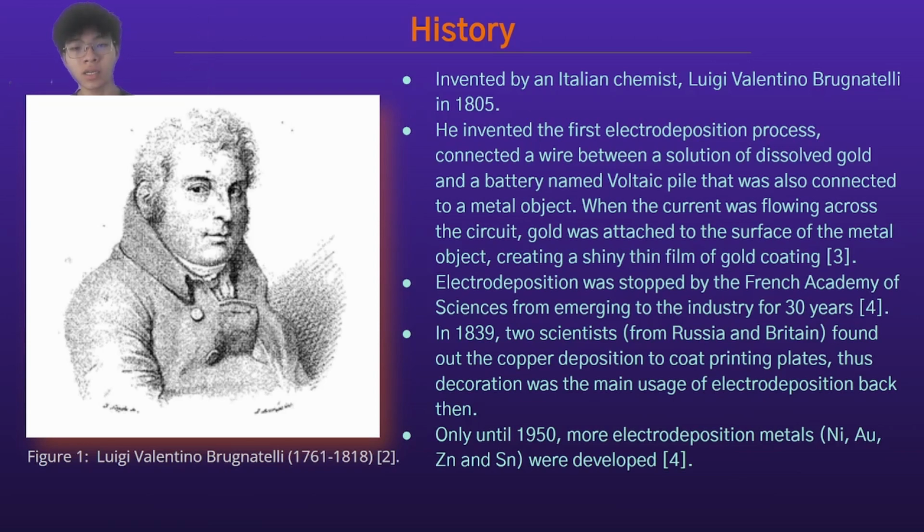And in 1839, two scientists from Russia and Britain in parallel found out that copper deposition could be used for the coating of printing plates. Therefore, in the early days, electrode deposition was mainly used for decorative purposes. Only by 1950 were more electrode deposition metals developed and discovered. For example, they include nickel, gold, zinc, and tin.